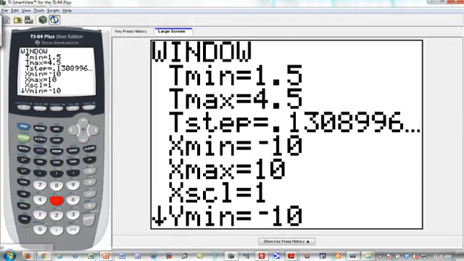What's the t step thing? This is how much space there is between each t as you're doing the thing. If it's really, really big, it's not going to give you a very accurate graph. But if it's small, then I start with t equal 1.5, I get a point, and then I get an xy.